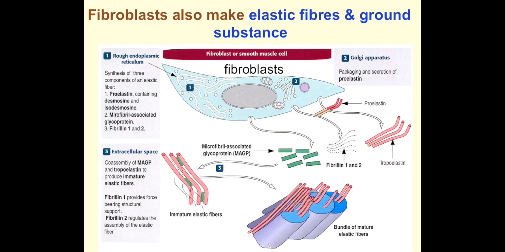So just keep in mind that fibroblasts, of course, not only make collagen, but they also make the elastic fibers and the ground substance, so the GAGs, and the GAGs attract water. Fibroblasts secrete elastin in a proelastin form that associates with other proteins, and then they form these elastic fibers. So they're, again, important components of our connective tissue.